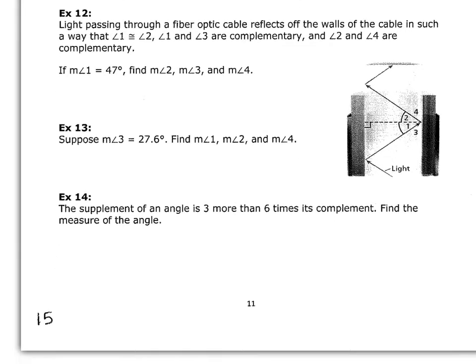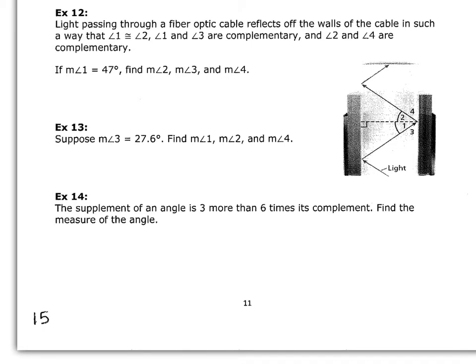Alright, example 12. It says, light passing through a fiber optic cable reflects off the walls of the cable in such a way that angle 1 is congruent to angle 2, and angle 1 and angle 3 are complementary, and angle 2 and angle 4 are complementary. If angle measure 1 equals 47 degrees, it wants you to find all the other ones. Alright, this problem isn't so bad, we just have to know our different rules for complementary.